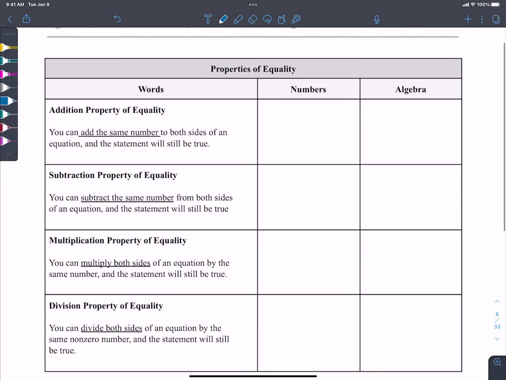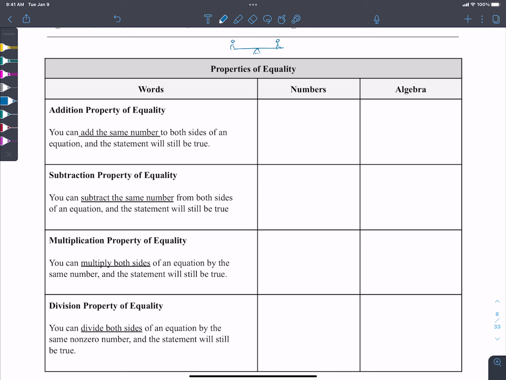So we're talking about the property of equality in terms of words, numbers, and algebra. Okay. In the addition property of equality, you can add the same number to both sides of an equation, and the statement will be true. The way to think about that is, let's say you have a seesaw like this, right? And there are two people sitting there.